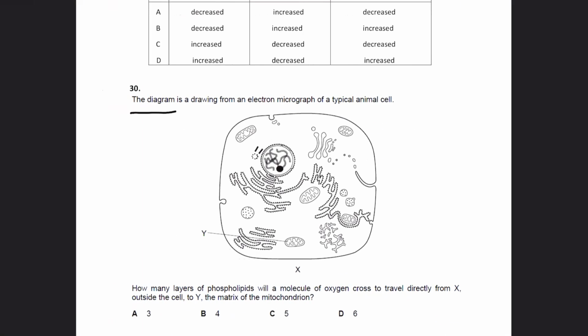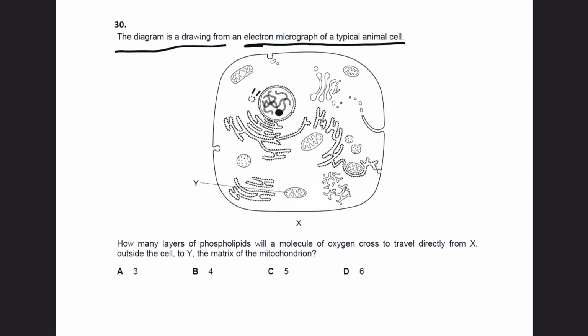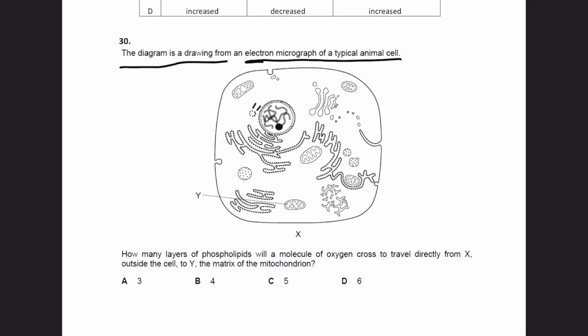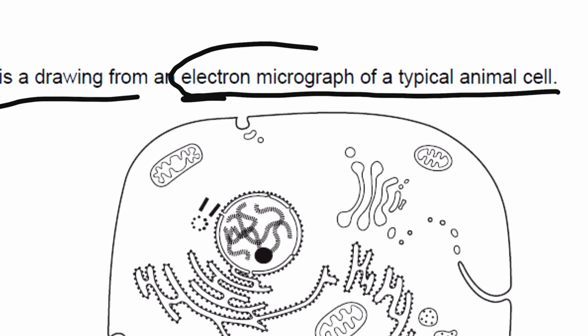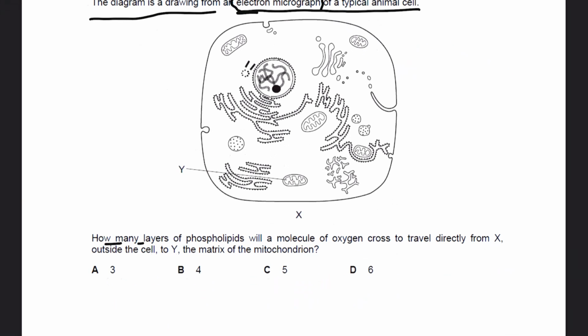The diagram is a drawing from an electron micrograph of a typical animal cell. So this is a drawing of an animal cell from a picture taken from an electron microscope, which is known as an electron micrograph. Okay. How many layers of phospholipids will a molecule of oxygen cross to travel directly from X outside the cell to Y, the matrix of the mitochondrion?